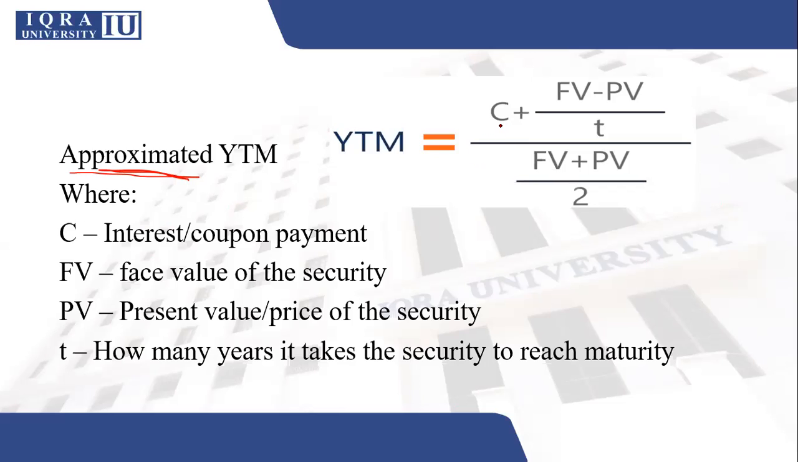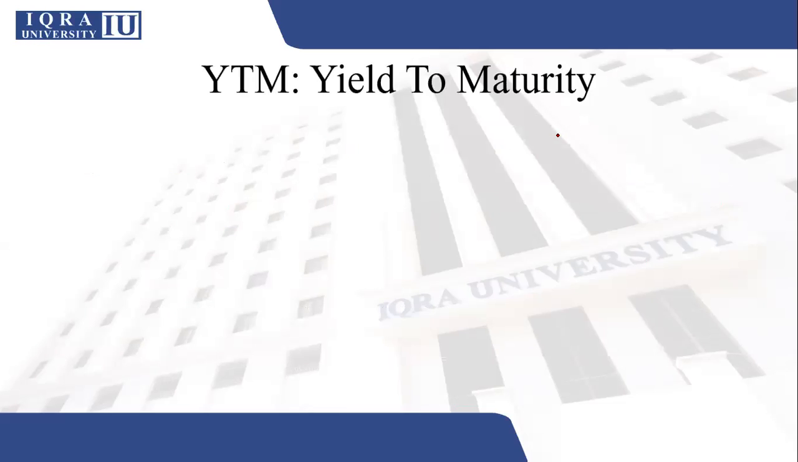The C over here represents the coupon payment. The FV stands for face value. The PV is the price of the bond. It is the present value. The T represents the maturity. So basically T over here means N for you. Again, FV and PV we have already discussed. So let's use this formula in the previous example now.